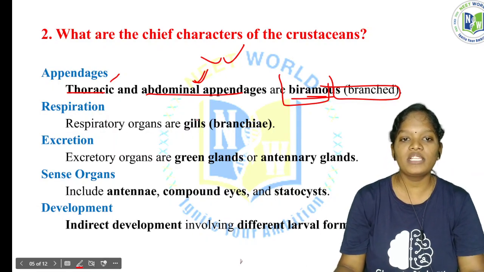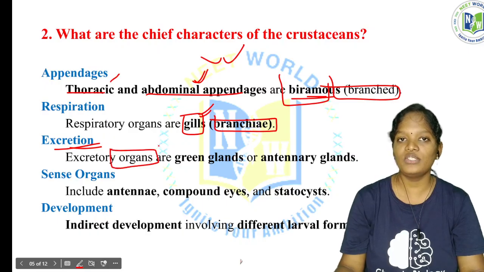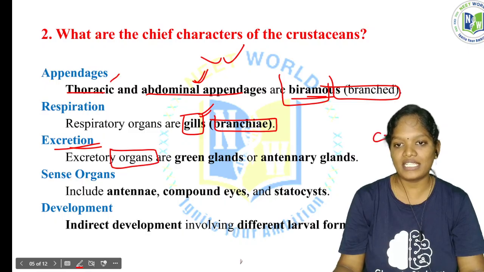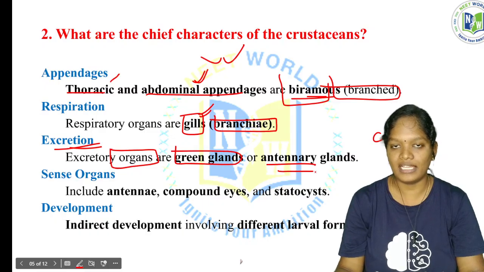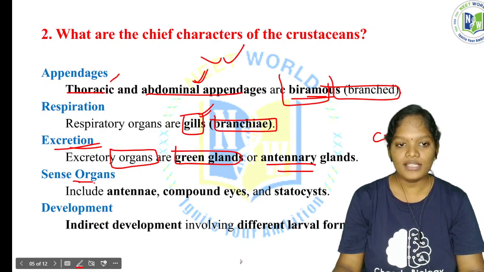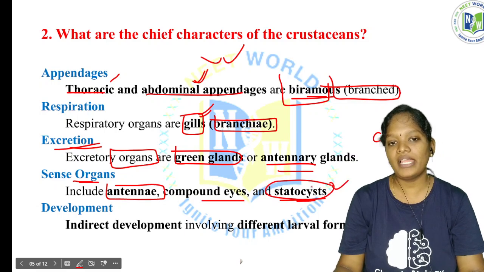Now respiration, the respiratory organs here will be the gills. The gill structure is called branchiae. Now the excretion, the excretory organs in arthropods, more specifically the class Crustacea under the phylum Arthropoda, are called the green glands and the antennary glands. Sense organs include the antennae, compound eyes and statocysts. Statocysts are considered a balancing organ.